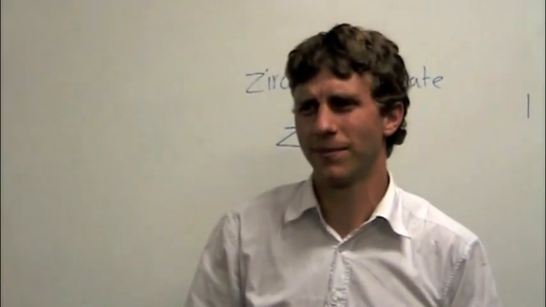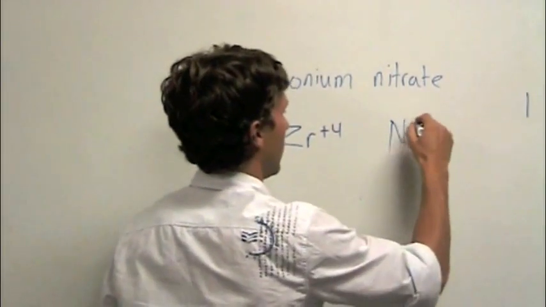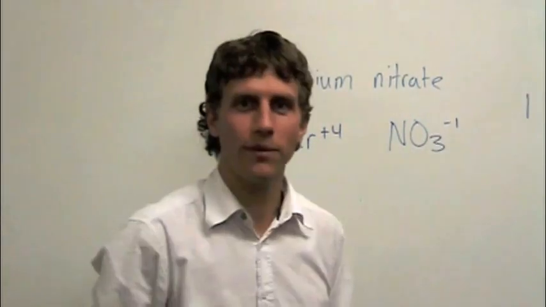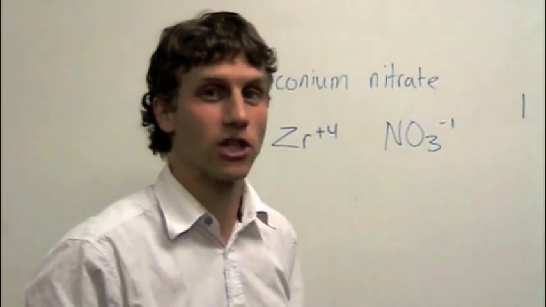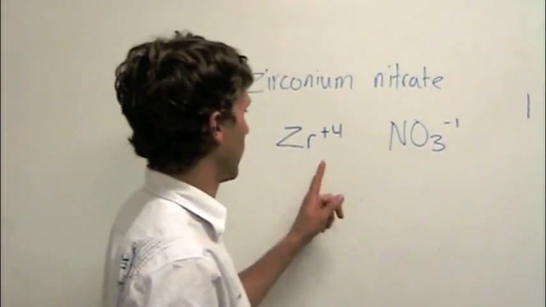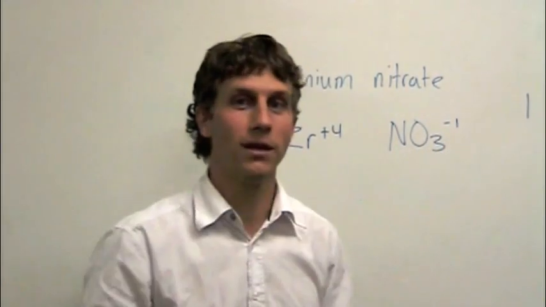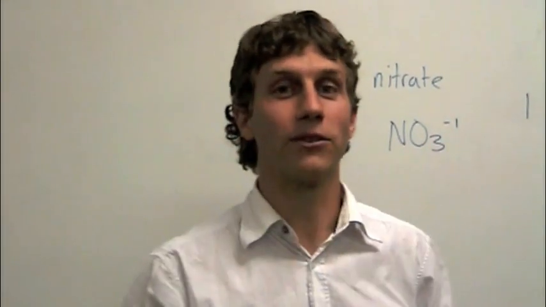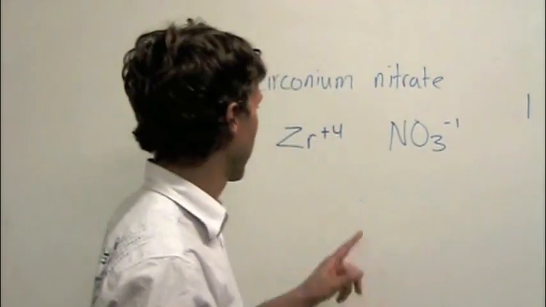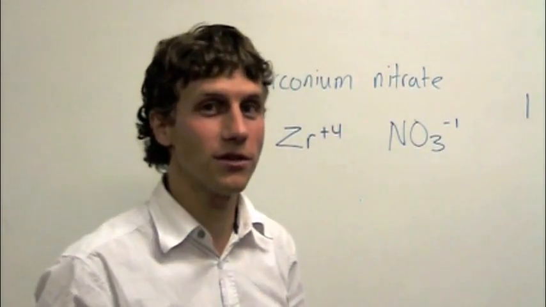In the textbook, page 92 tells us that nitrate is NO3 -1, which means that it's 3 oxygens bonded to 1 nitrogen, and it has a charge of -1. So, these will combine. The lowest common multiple of 4 and 1 is 4. So we need 4 positive charges and 4 negative charges. How many zirconiums will we need to get 4 positive charges? Just 1.